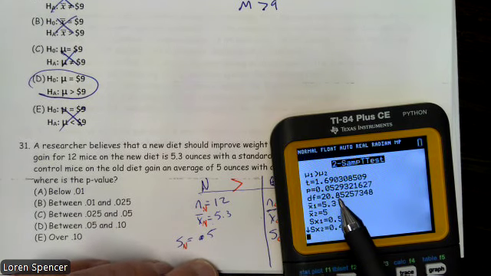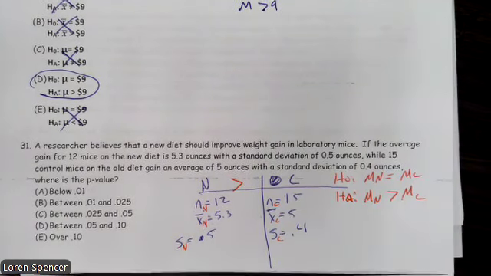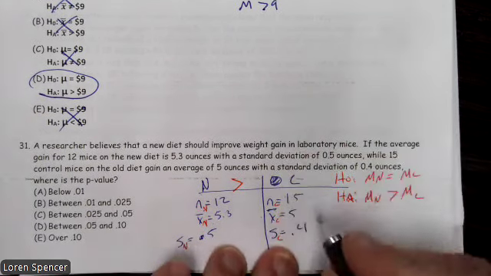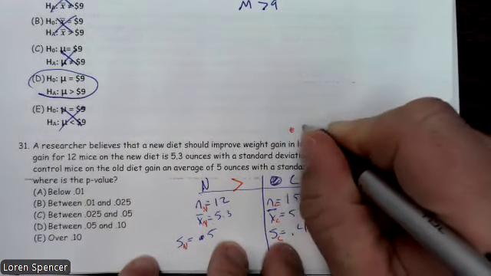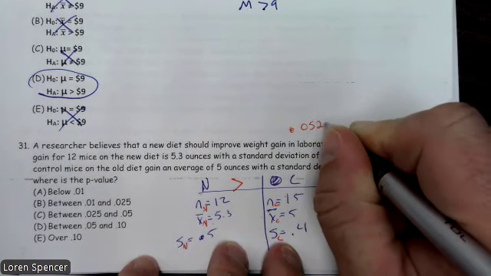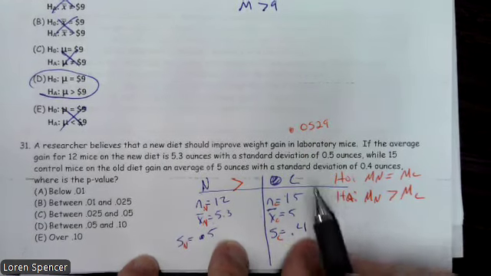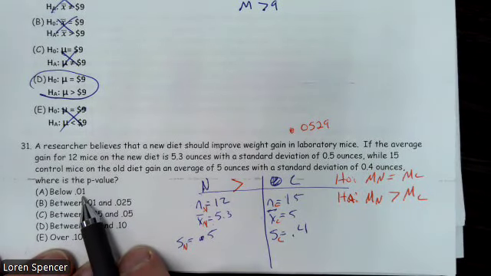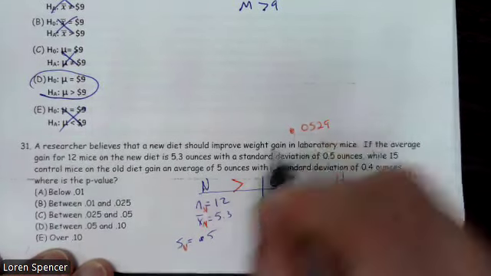And we end up getting a p-value of 0.05293. So let's write that down: 0.0529. Well, the question is, is it below 0.01? And the answer is no.